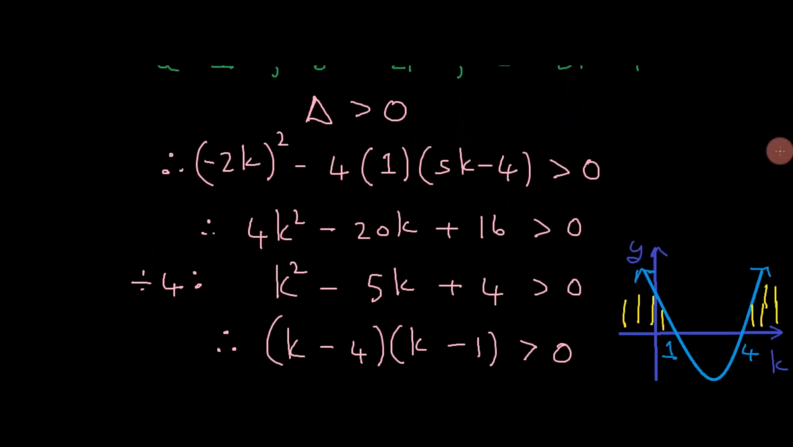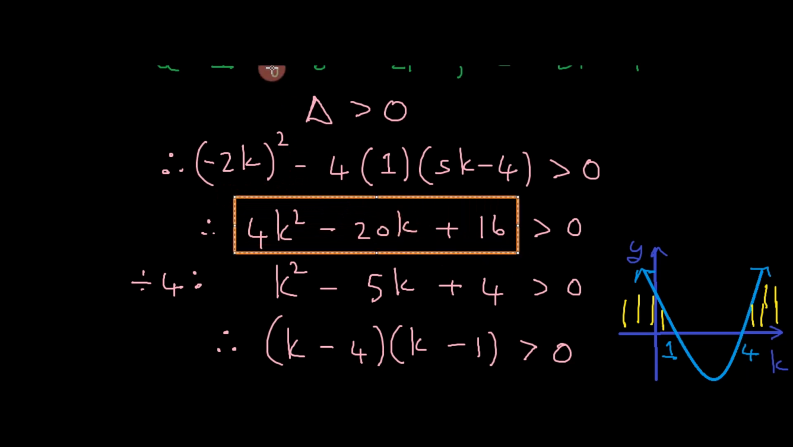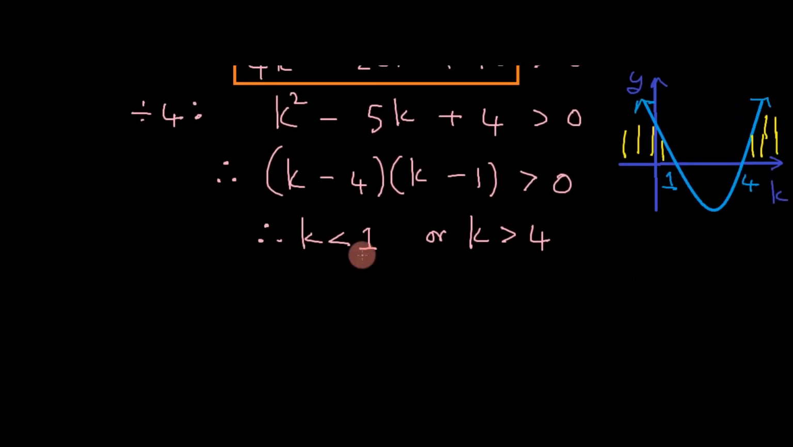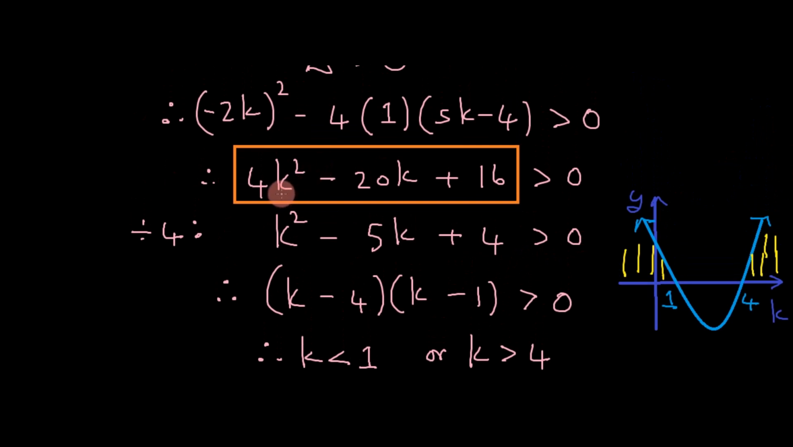Okay, so this is a simplified form of delta over here. We want this to be a perfect square. And we must find one value of k that will make this a perfect square. And we can do this by inspection. We know that k must be either less than 1 or greater than 4. So let's try an integer greater than 4. Let's try 5. Let's see if when we put 5 in for k, we get a perfect square.